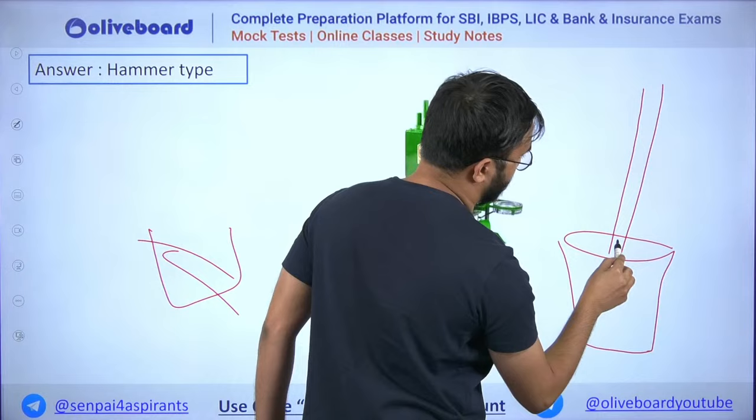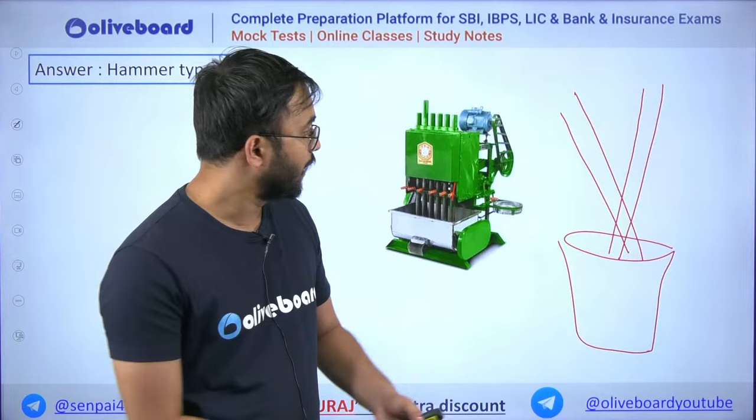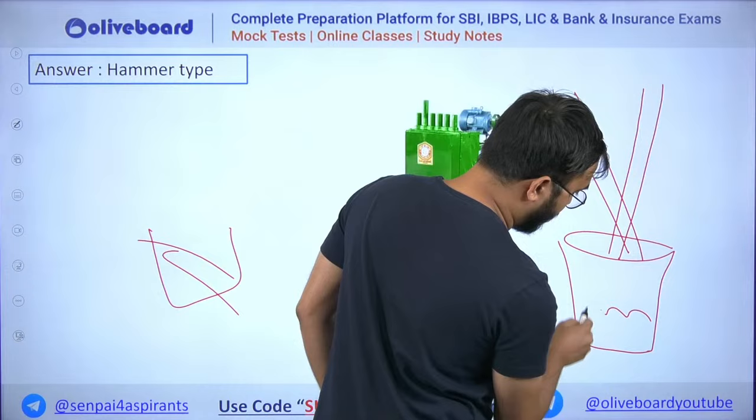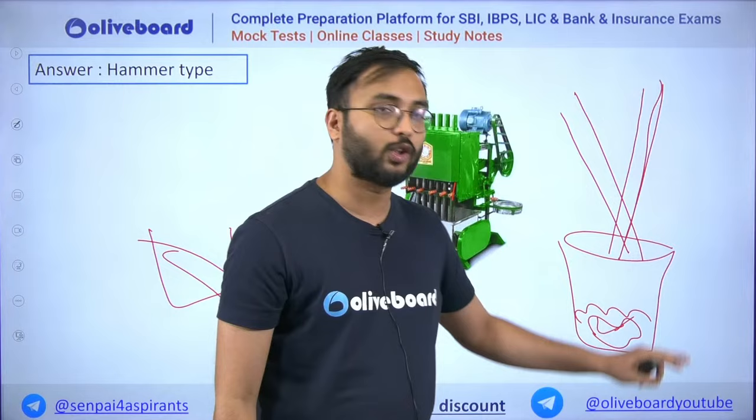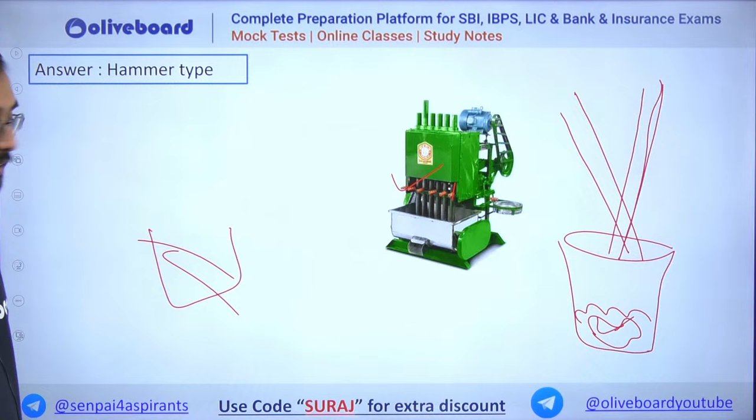Have you seen such equipment which is there in villages? One woman holds the bar to crush the grains or maybe other spices, chilies, and another woman also holds another rod. They alternately beat down with this hammer type movement, and they try to crush different condiments and spices. Similarly, this is the modern hammer type machine which is used for breaking down the spices. So here hammer type will be the answer.